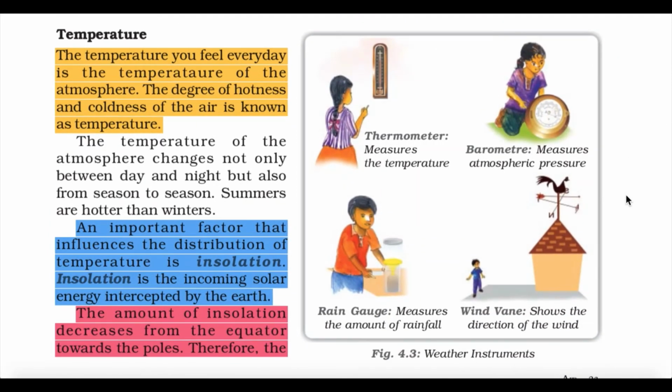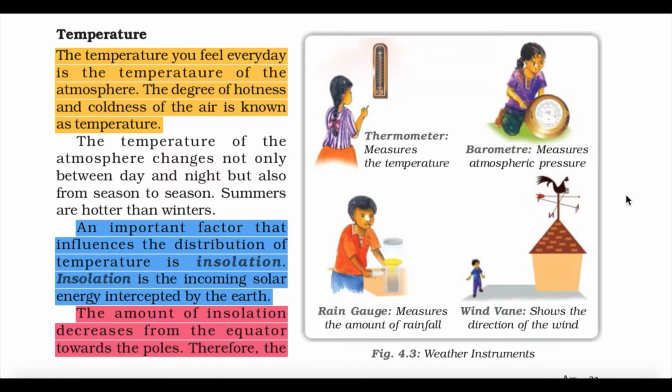Temperature. The temperature you feel every day is the temperature of the atmosphere. The degree of hotness and coldness of air is known as temperature. The temperature of the atmosphere changes not only between day and night but also from season to season. Summers are hotter than winters. An important factor that influences the distribution of temperature is insolation.